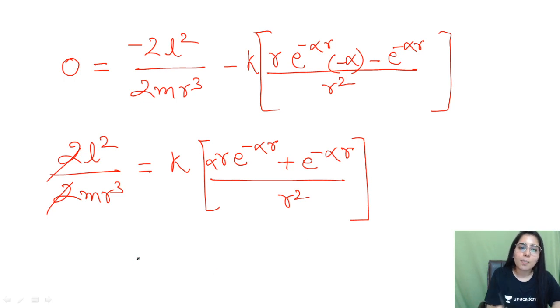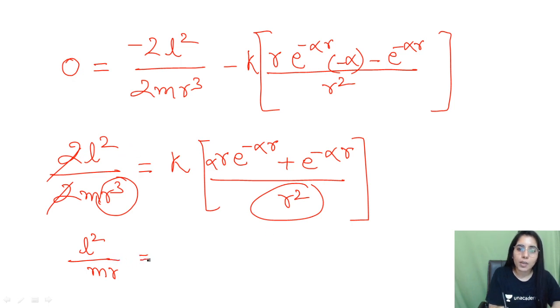Done. Now let's simplify it further. This r square and this r cube, we can simplify them together. So it will be giving us L square upon m into r, because if I cross multiply it on the other side, it will get simplified. And then I can take e to the power minus alpha r common. I will get 1 plus alpha r within the bracket.